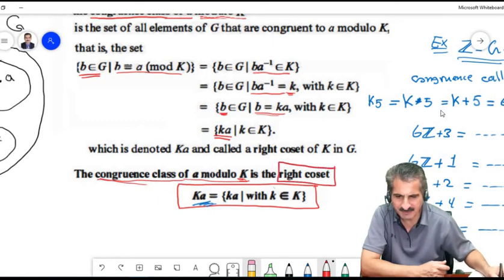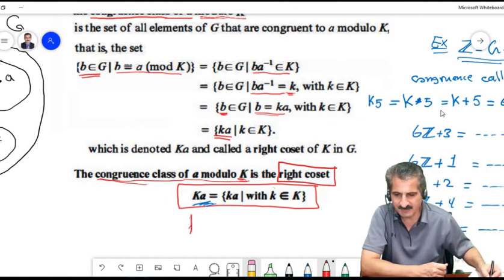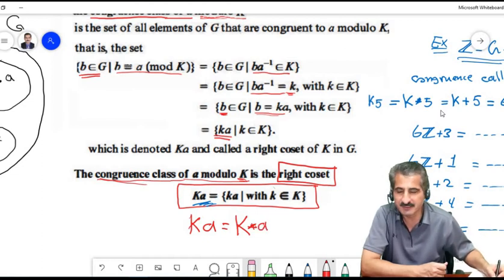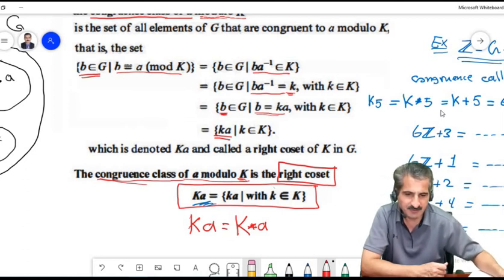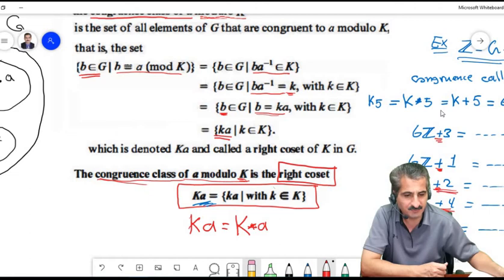When we say right coset, that means equivalence classes. If you notice here, the right coset is K times a, but we actually mean K star a, where star might be multiplication or might be addition. Here, look at the congruence classes or the cosets of 6Z: this is the coset of 4 modulo 6Z, this is the coset of 2 modulo 6Z, this is the right coset of 1, this is the right coset of 3.